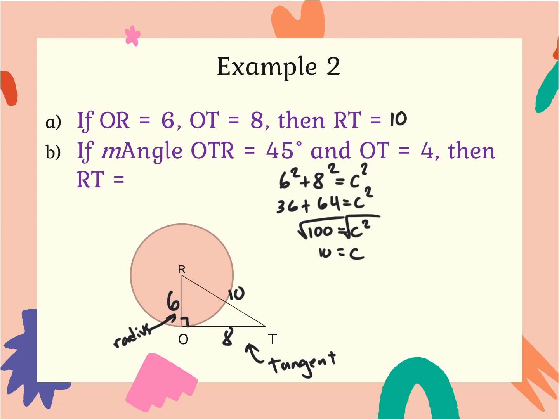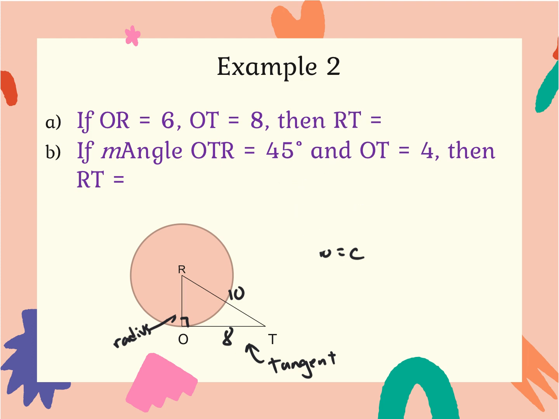So like I said, I am going to erase this so I can go ahead and do part B. I am going to refill the answer for the first one so you guys have it. So 10. So for part B, they're telling us angle ORT, so ORT, this one right here, is 45. And they're telling us OT is 4. They want us to find out what RT is. Now, because we know this is a tangent line, we know that's going to be a 90. Obviously, that is not drawn to scale.